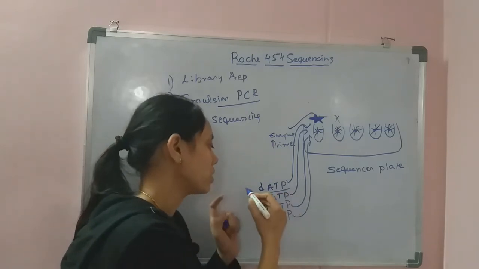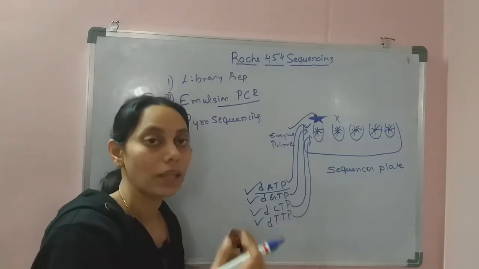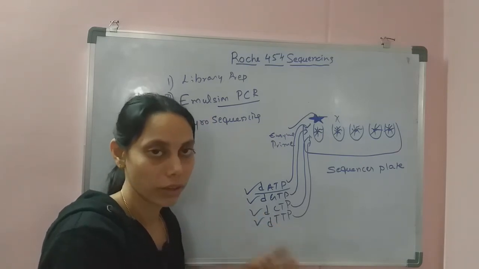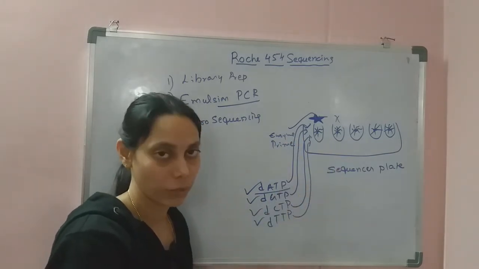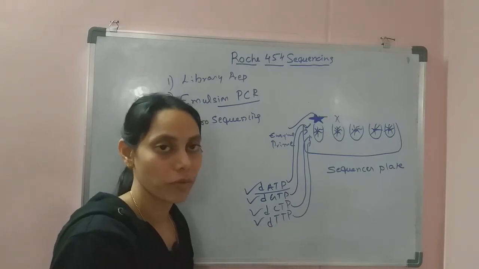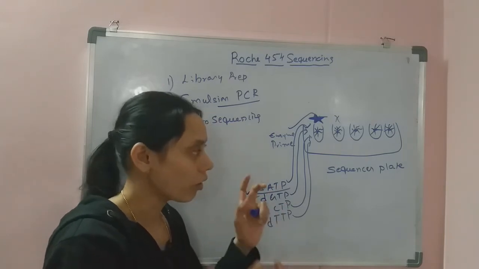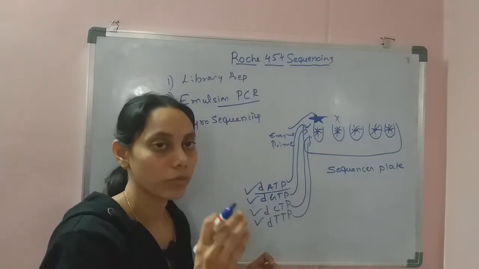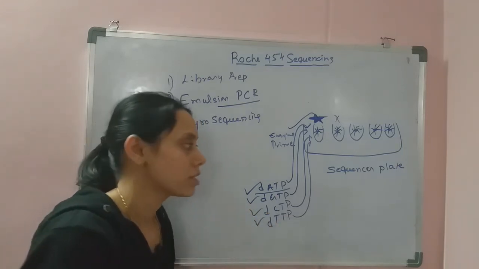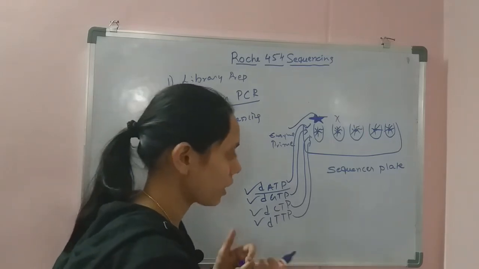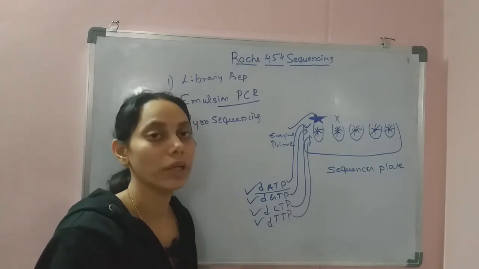Likewise, for every nucleotide addition, we need to check which wells are giving signal and which wells are not producing signal. So a detector system will be there, and a computer program which can monitor all these signals continuously, and the wells which are not producing signals will be recorded simultaneously. So likewise, till the end of the sequence, the signal will be recorded.